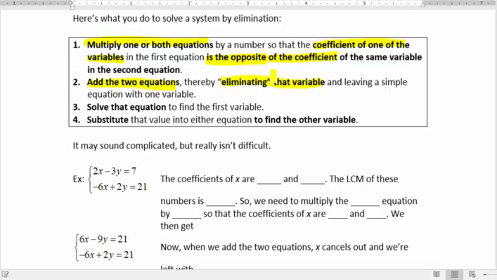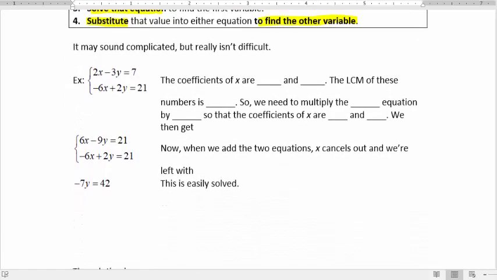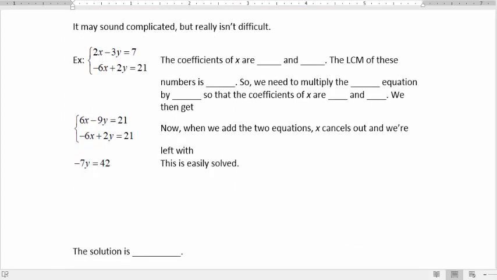Because the idea is that once they're opposite coefficients, when you add the two equations, they're going to cancel out. And then you're going to be able to eliminate that variable, and you'll leave a simple equation that only has one variable left, because you've eliminated the other one. Then you'll solve that equation to find the first variable, and then you'll substitute that value into either equation, and you'll find the other variable. And of course, you should do checks at the end. All right, so the first couple of these, I take you through them in steps. So there's a lot of scaffolding involved here, okay?